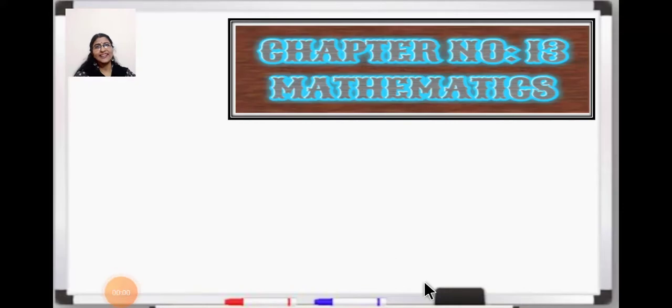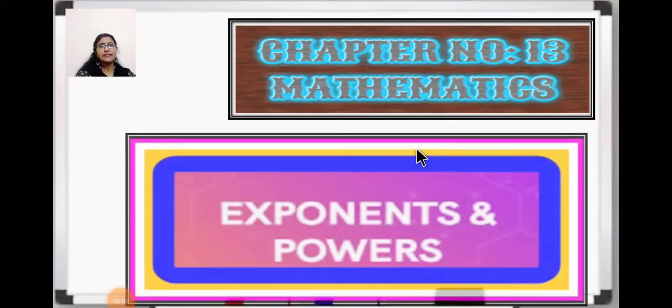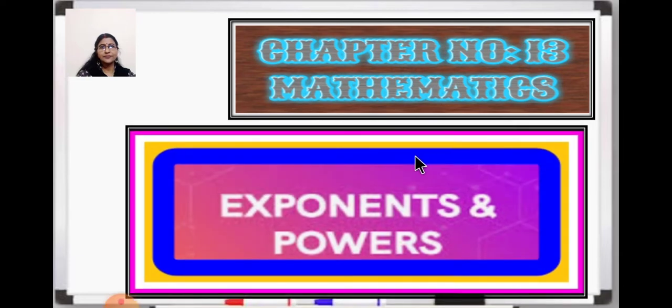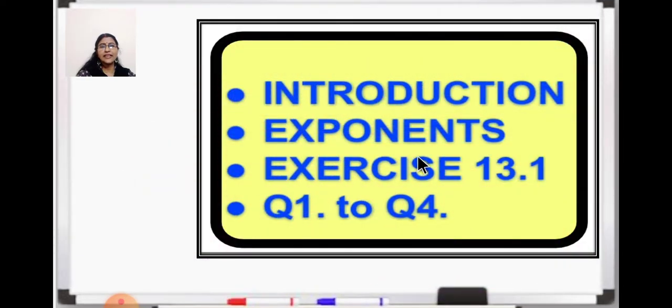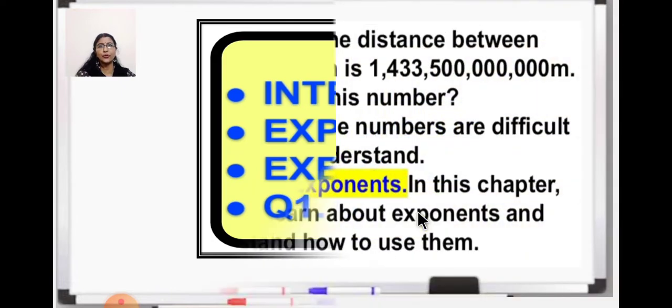Sai Ram. Let us start with the new chapter, chapter number 13, Exponents and Powers. In this first we will understand the introduction, in which we will understand what exponents are. And then we will do exercise 13.1 from question number 1 to question number 4.